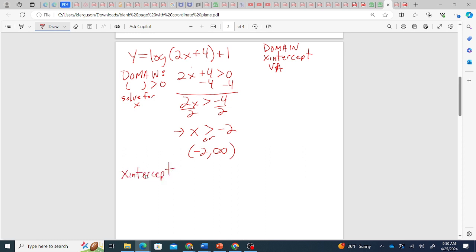So x-intercept, what do we do? Generally, we solve the log with y equal to 0. So I say 0 equals log of 2x plus 4 plus 1. So yep, minus 1 on both sides. All right, so now I got negative 1.